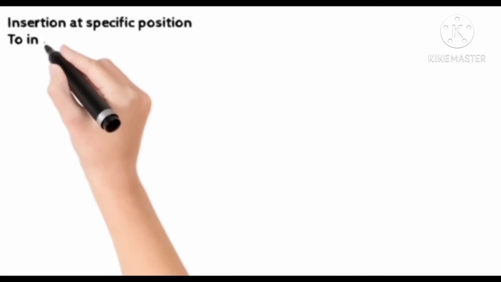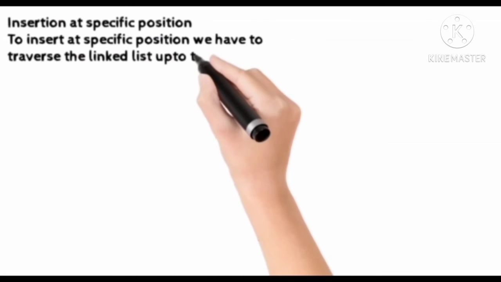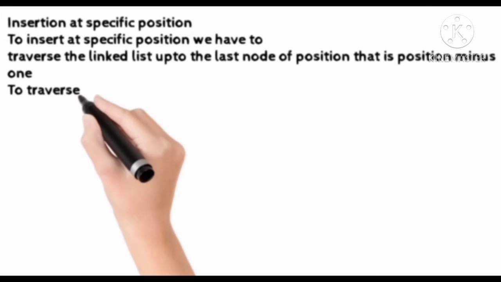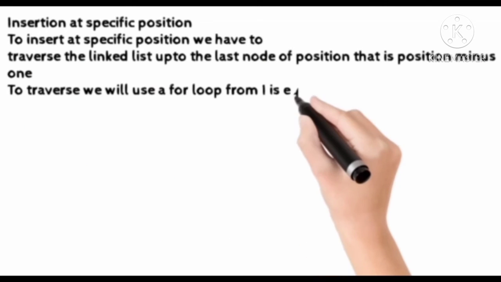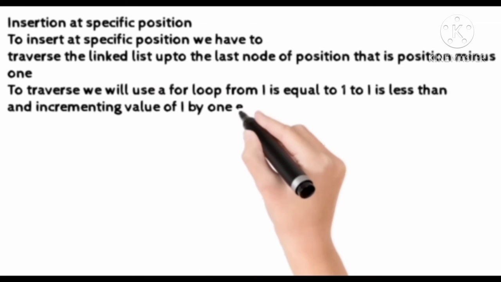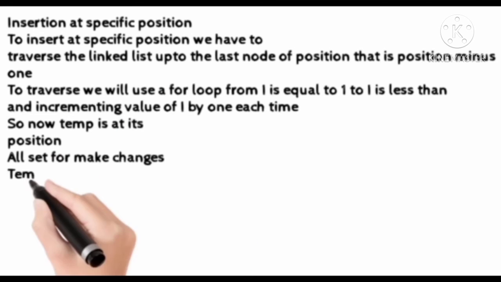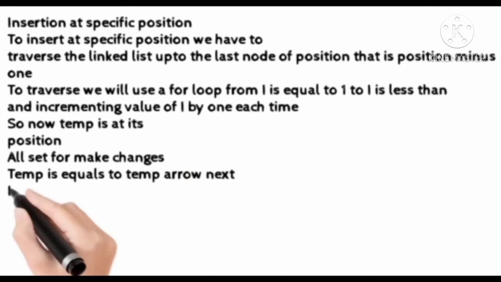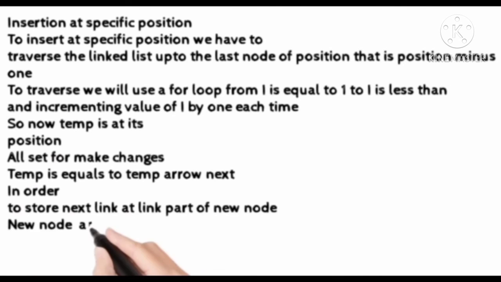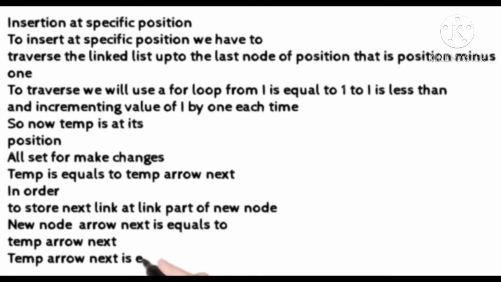Insertion at specific position. To insert at a specific position, we have to traverse the linked list up to the node at position minus 1. To traverse, we will use a for loop from i equal to 1 while i is less than the position, incrementing the value of i by 1 each time. So now temp is at its position, all set to make changes. Temp is equal to temp->next. In order to store the next link at the link part of the new node, newnode->next is equal to temp->next. Then temp->next is equal to newnode.